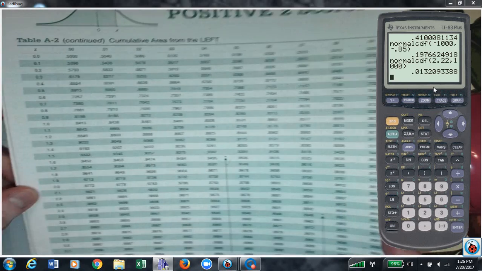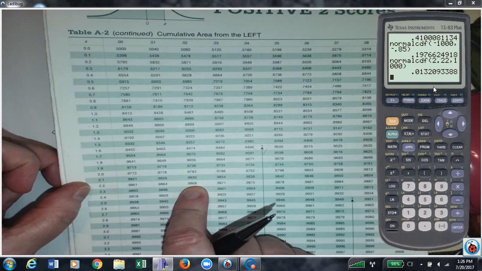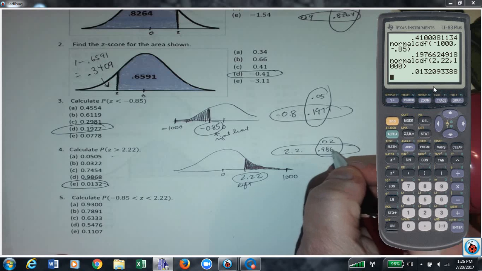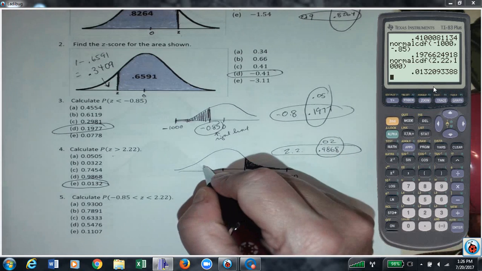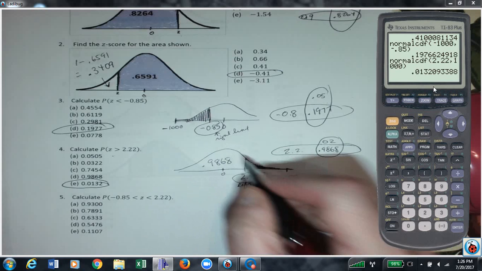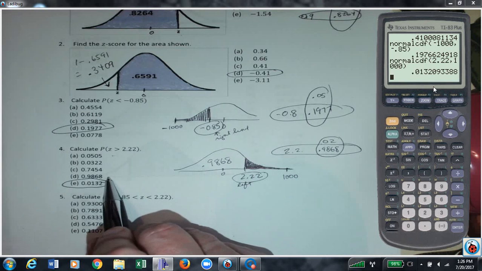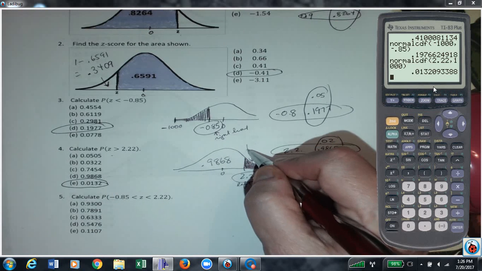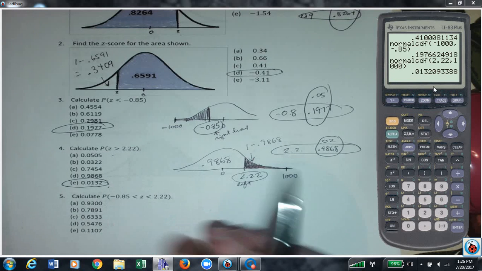When I do that, I get 0.9868. But what is that telling us? That's telling us left area. The chart always gives left area. And if you forget that, look at selection D. There's the bogus selection there. We want the shaded area, which is the right area. So what we want here is 1 minus 0.9868, and that's where we get selection E.